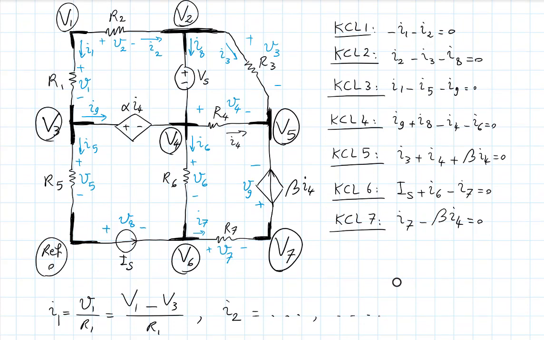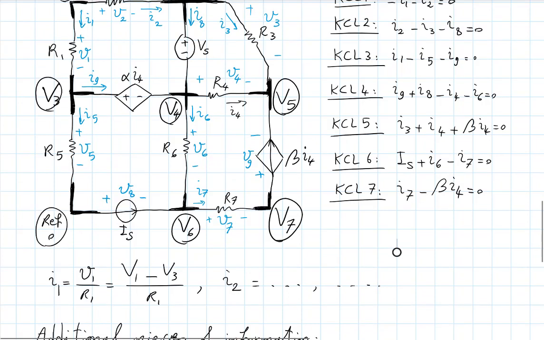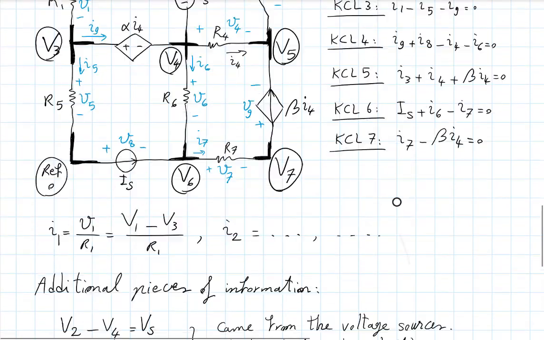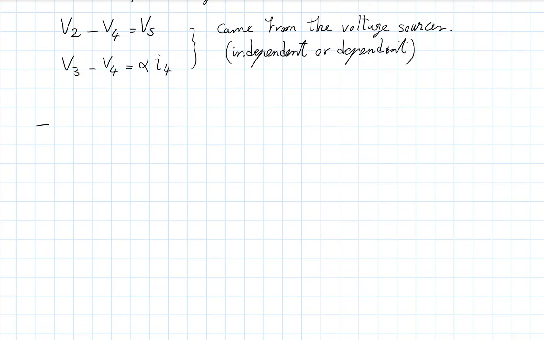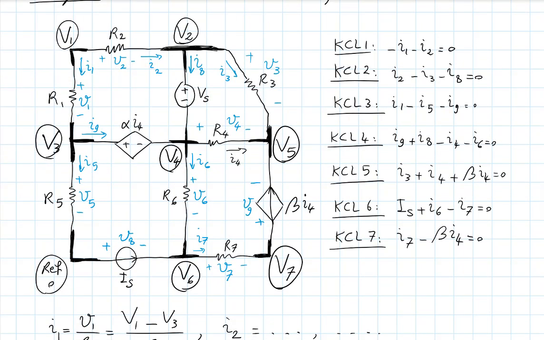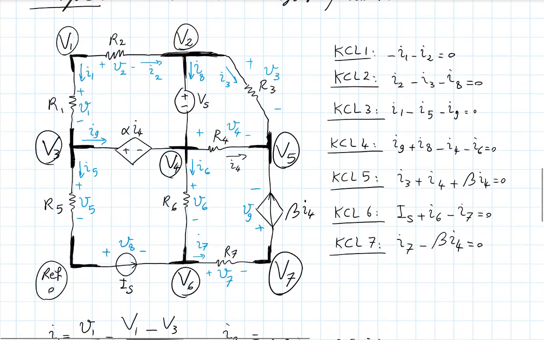So equation 1, KCL 1. So I1, as we've written here, is V1 minus V3 over R1. And so we just replace that. And then I2 is V1 minus V2 over R2. The second equation has I2, which is again V1 minus V2, over R2.